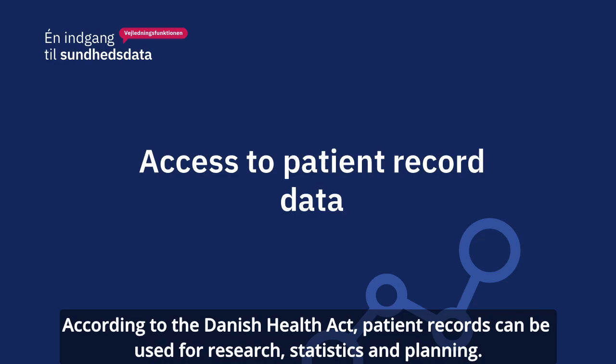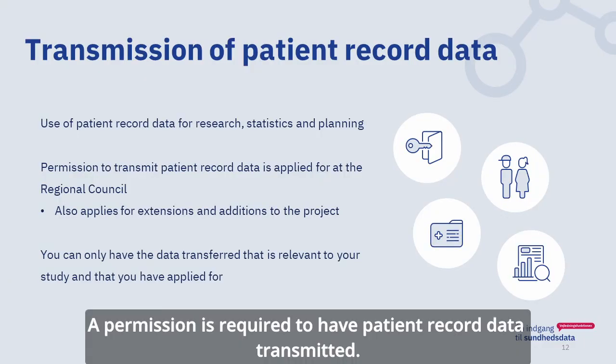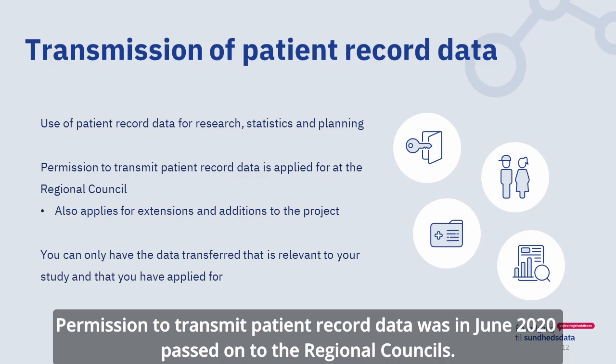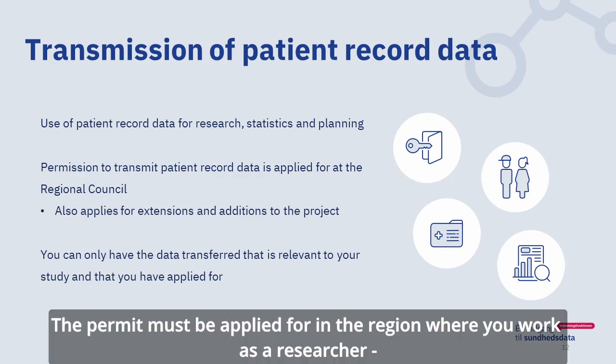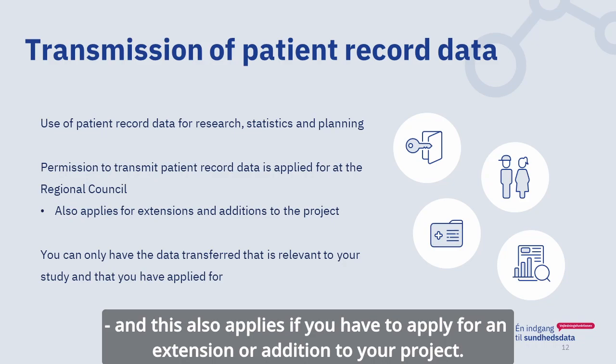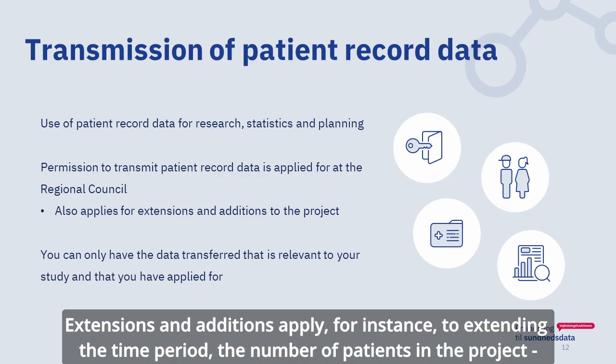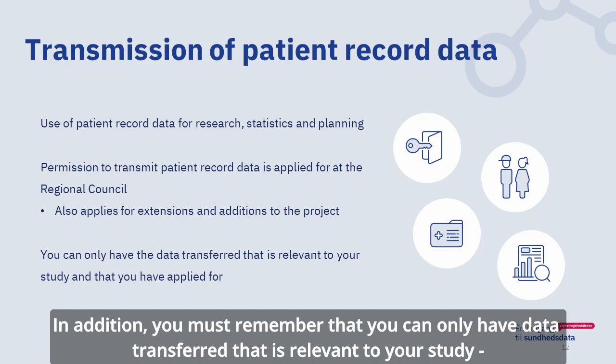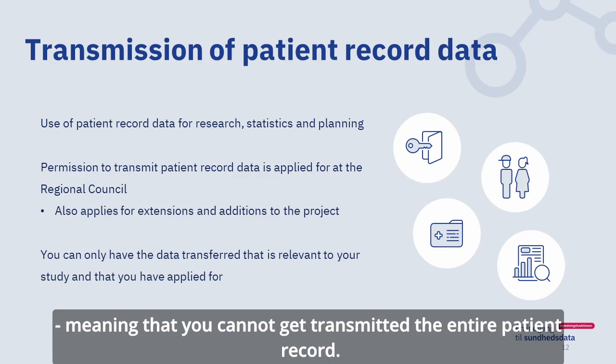According to the Danish Health Act, patient records can be used for research, statistics, and planning. A permission is required to have patient record data transmitted. Permission to transmit patient record data was in June 2020 passed on to the regional councils. The permit must be applied for in the region where you work as a researcher, and this also applies if you have to apply for extension or addition to your project. Extensions and additions apply, for instance, to extending the time period, the number of patients in the project, or access to additional information. In addition, you must remember that you can only have data transferred that is relevant to your study, meaning that you cannot get transmitted the entire patient record.